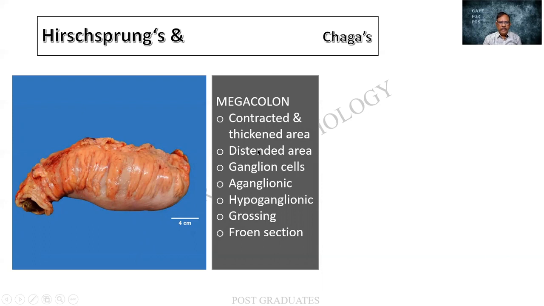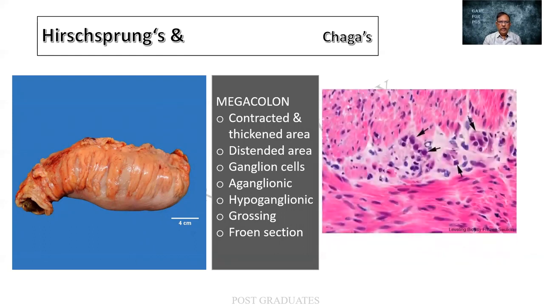So identify the distended area, and then you will have to look for the ganglion cells. Ganglion cells are large macrophage-like cells which have pale nuclei. And these are usually found between the layers of muscle, the inner circular and the outer longitudinal muscles, between which you will find the ganglion cells. The importance of a pathologist will be to find whether the segment is ganglionic, aganglionic, or even hypoganglionic, and we will have to report accordingly.